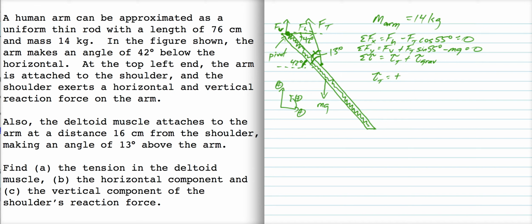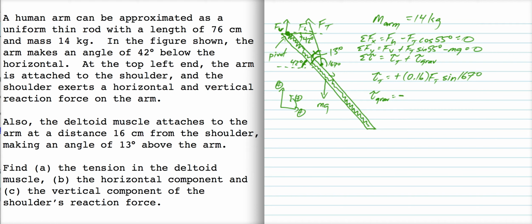The distance from the shoulder to the point of application of tension is given in the problem statement to be 16 centimeters. Tension force is unknown. And then sine: the r vector points down like this, and so we have to consider this angle here, which is 167. And then the torque due to gravity: gravity is making the arm rotate in the minus direction.